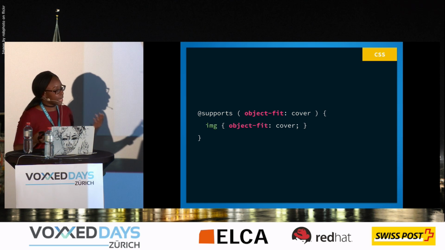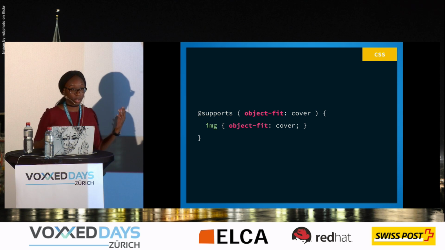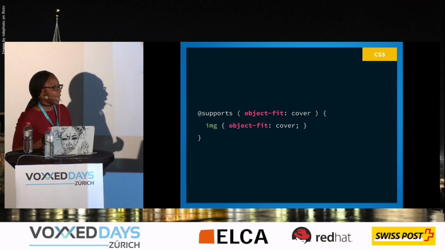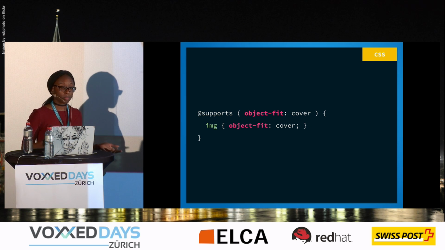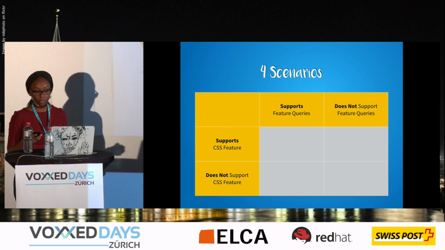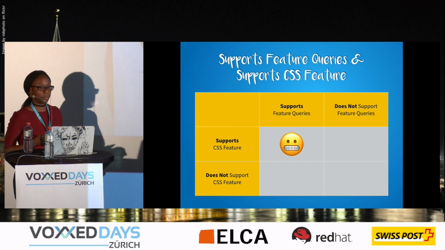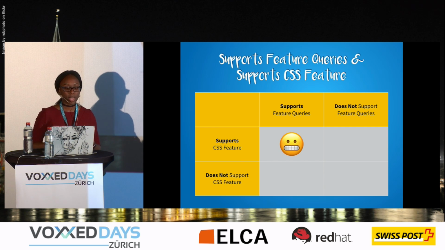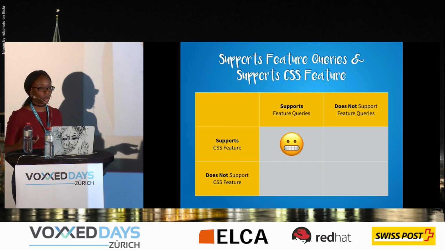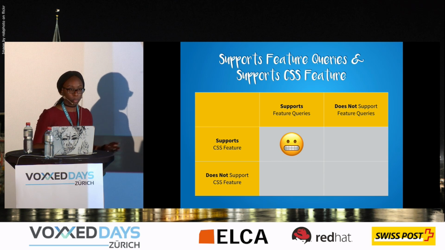So we're going to take this example. We want to apply the object fit cover style to our images. And what we want to do is check to see if object fit cover is supported and then apply it. So there are 4 scenarios that we have here. The first scenario is, let's say the browser does support feature queries and it also supports the CSS feature in question, which is object fit cover. So for example, Chrome, which is a browser that does support both those things.